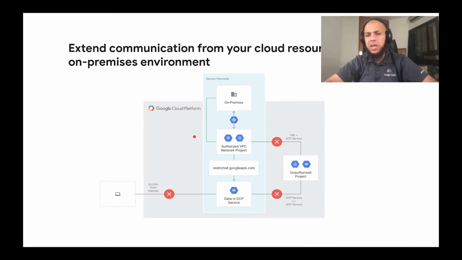And you can extend communication from your cloud resources to an on-prem environment in the same way. So you will be able to allow resources coming from your own premises, and only those, to access the perimeter and get out of the perimeter, which basically gives a kind of context on who has access and who can go through this service perimeter.